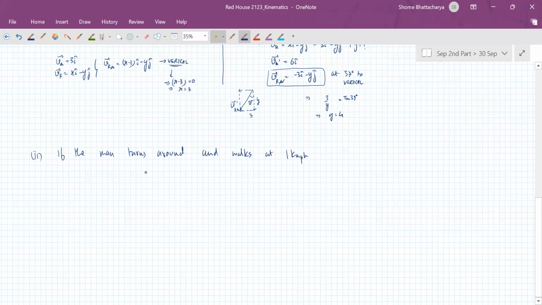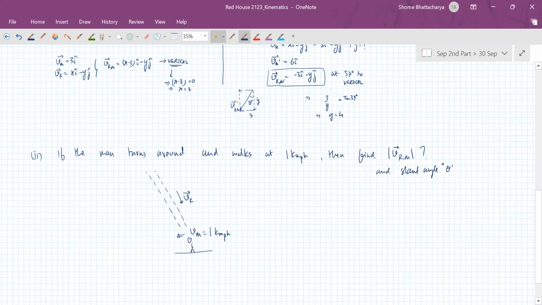Okay. So the rain is still falling like this, like we've just calculated above. But now the person turns around and starts walking in the opposite direction at 1 kilometer per hour. Then find the magnitude of the relative velocity of the rain with respect to him now and the slant angle with respect to the vertical.